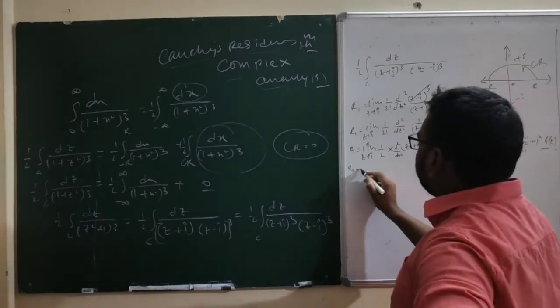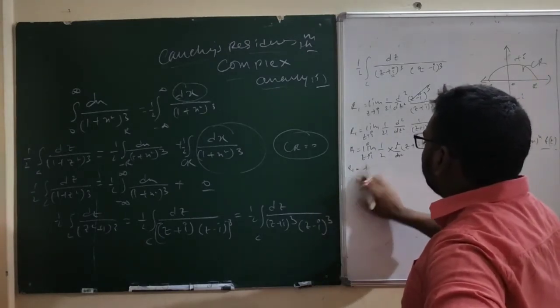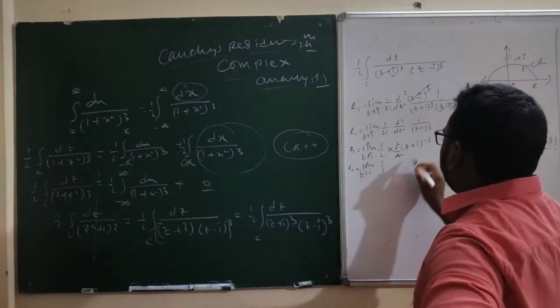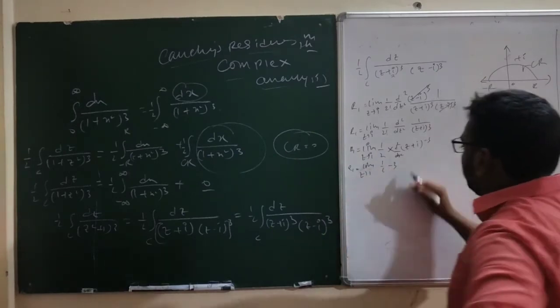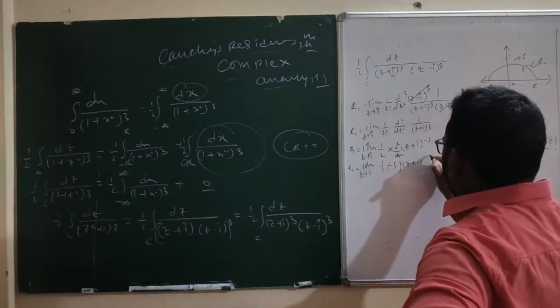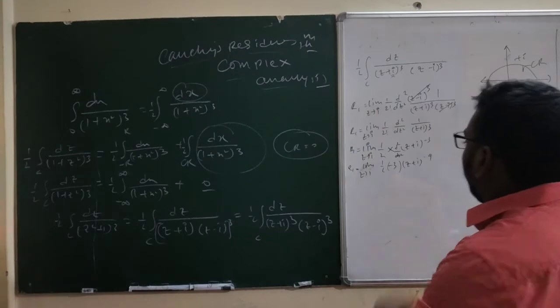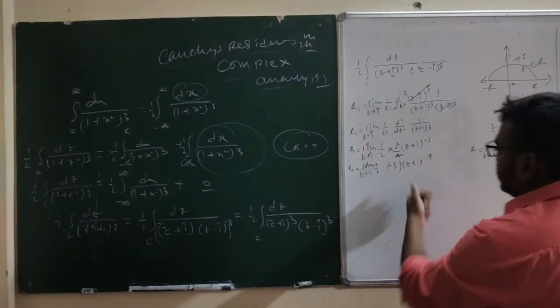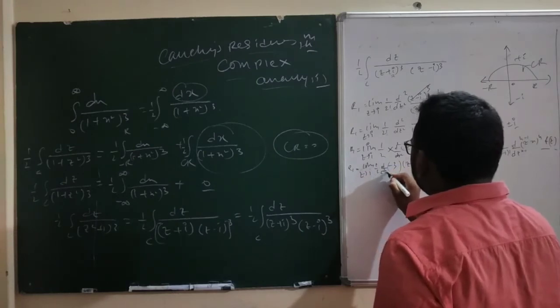So R1 is equal to limit z tends to iota of 1 by 2. Here it will be minus 3, and it will be (z plus iota) to the power minus 3 minus 1, which is minus 4. I already took the first differentiation here, and you need to take the second differentiation also.